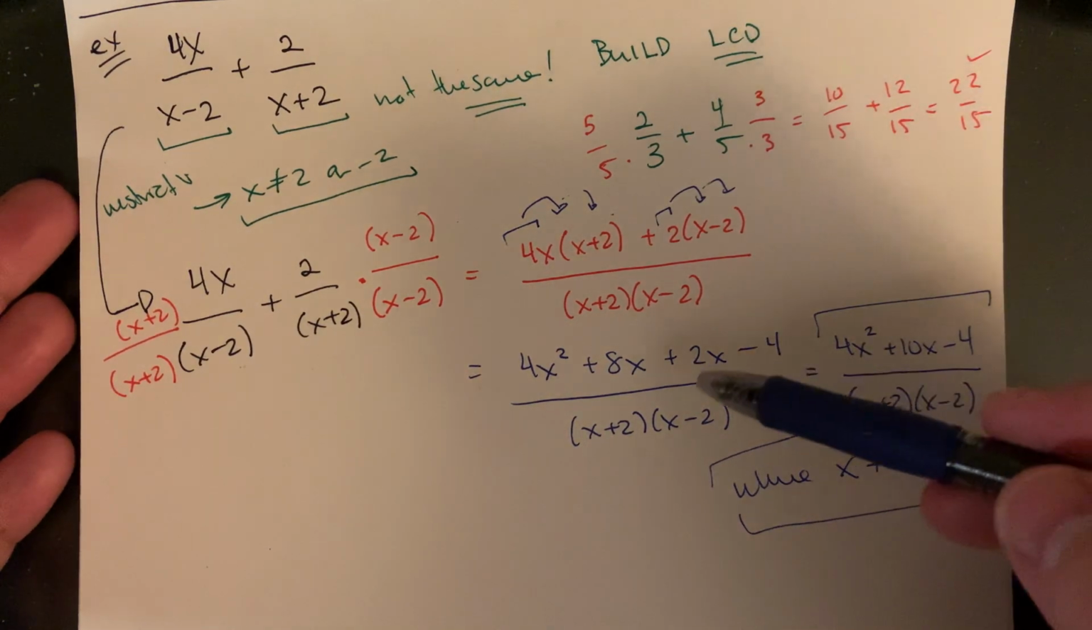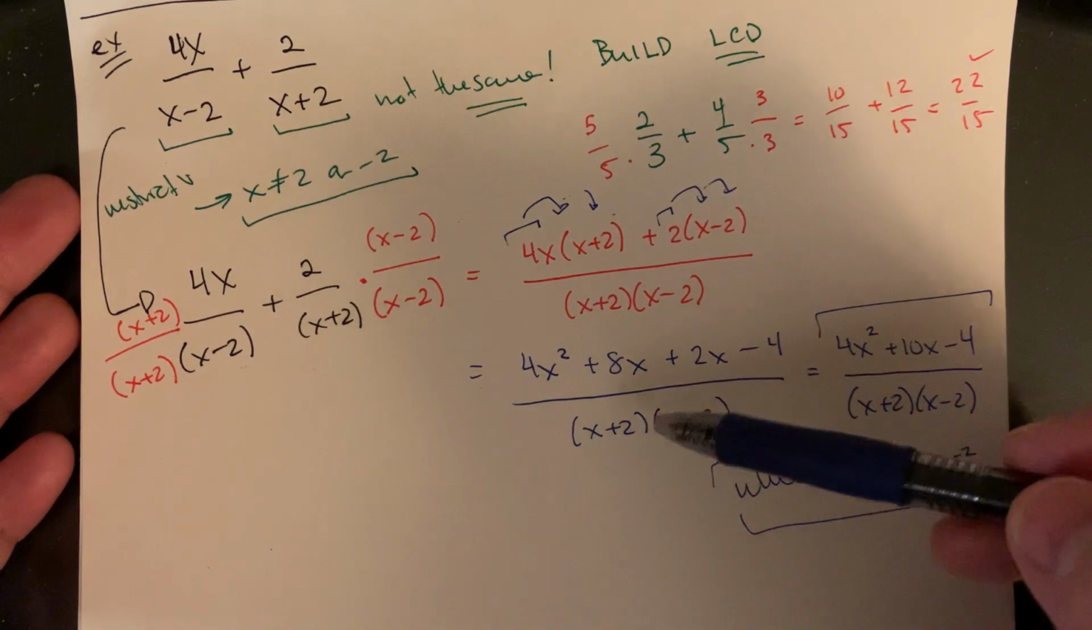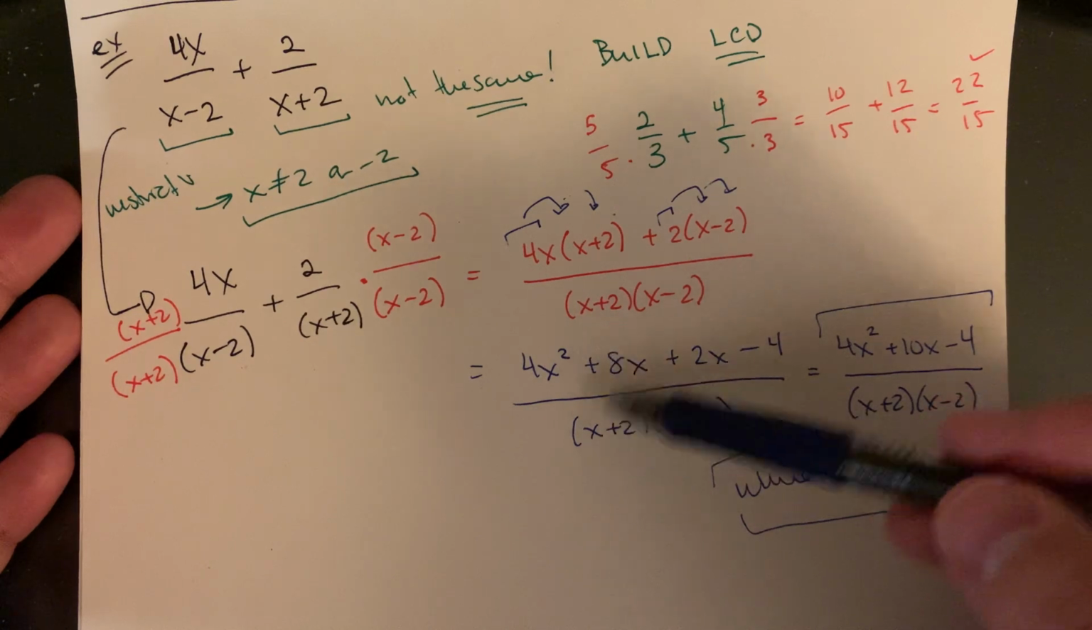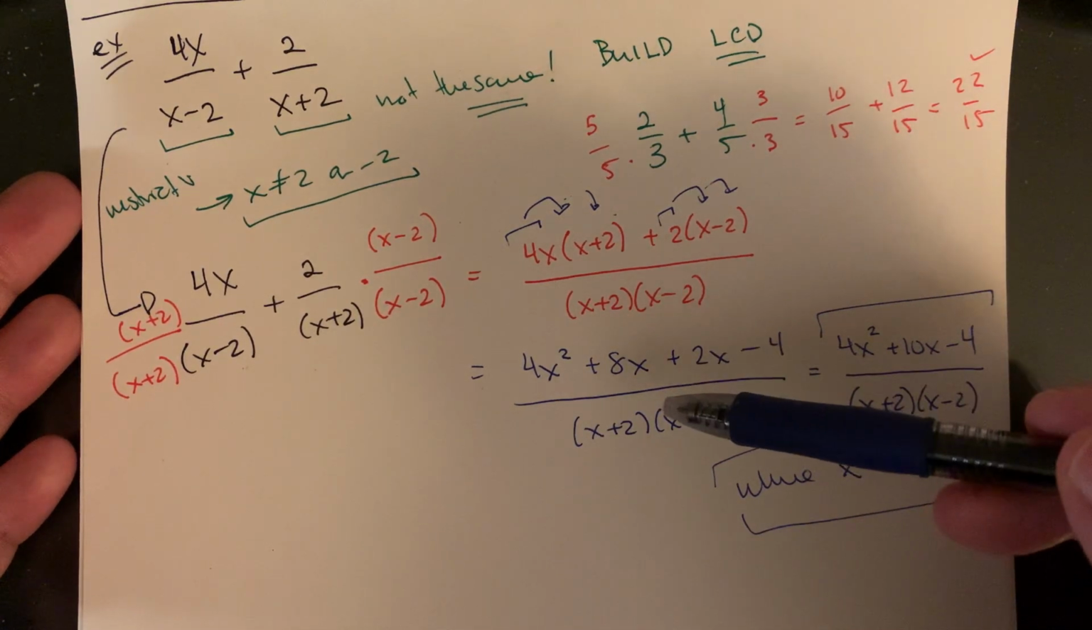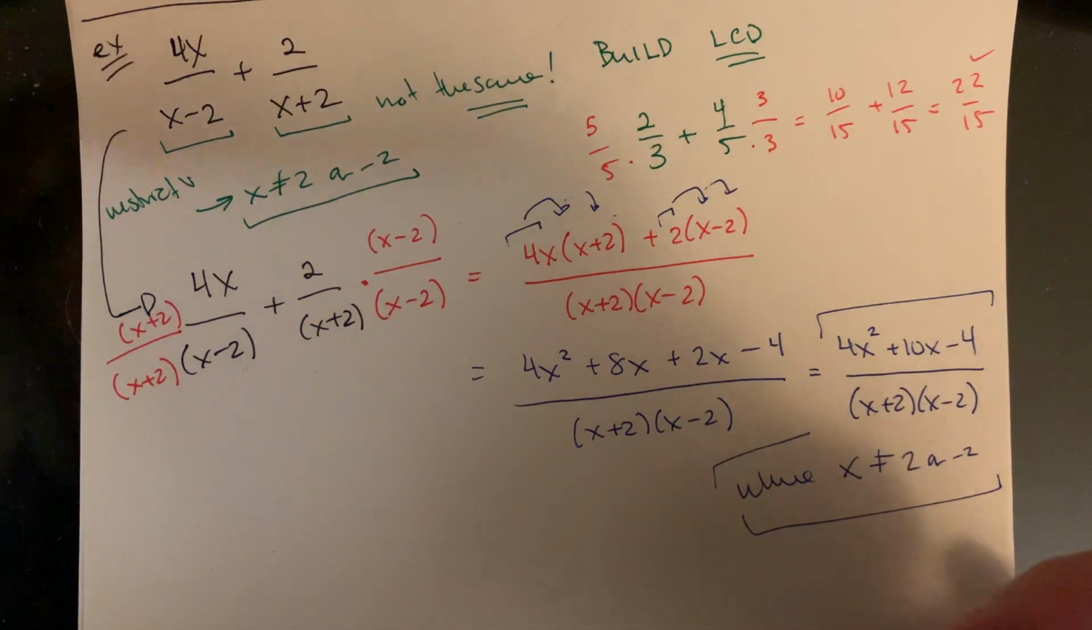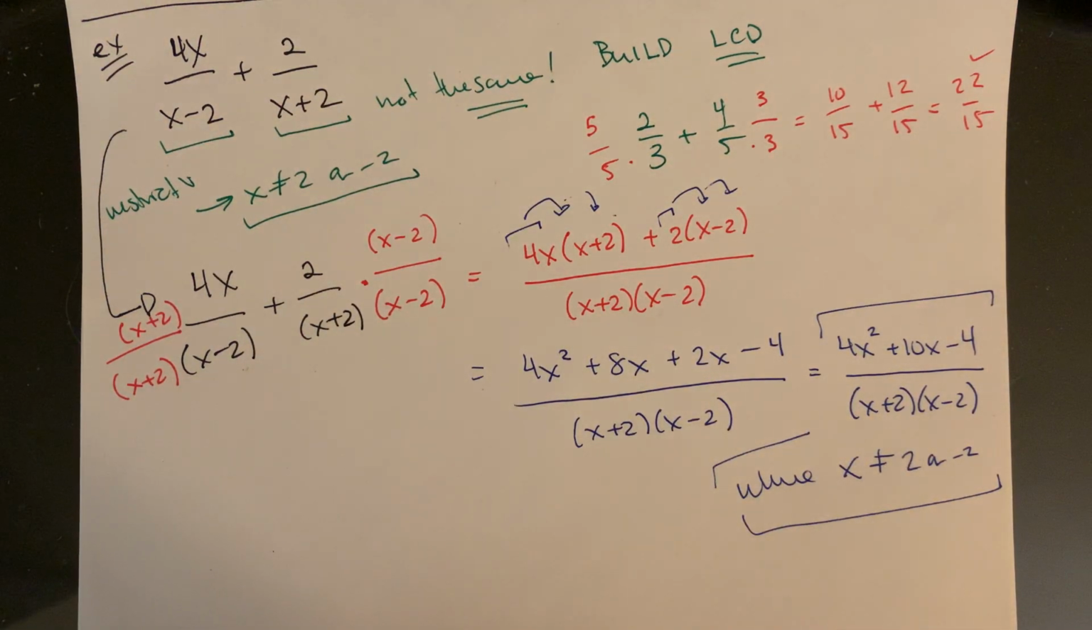Again, the whole idea here is, if you were going to be able to cancel an x plus 2 out of everything from the top, that means it would have needed to be there initially in both the numerator and the denominator, in which case you might have canceled it beforehand anyway.